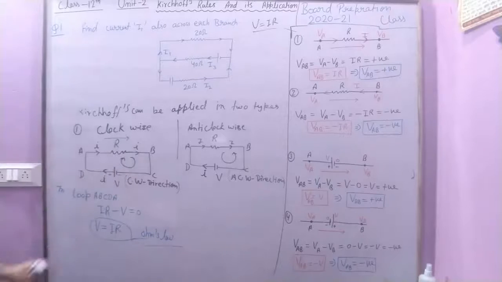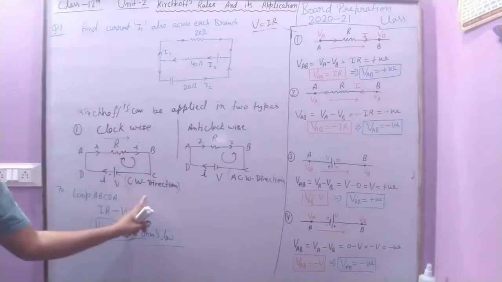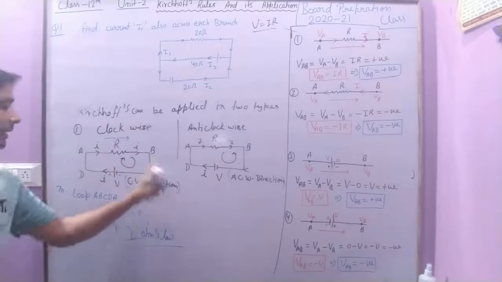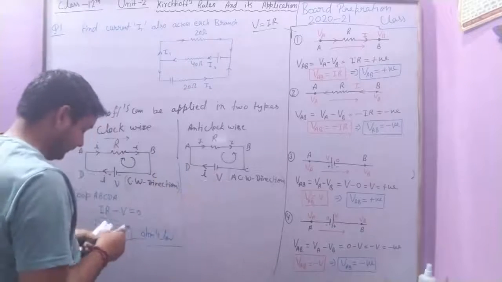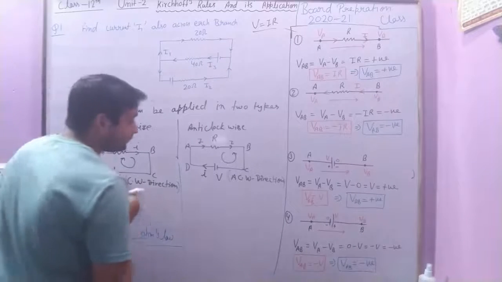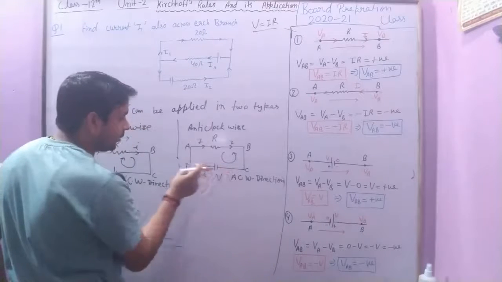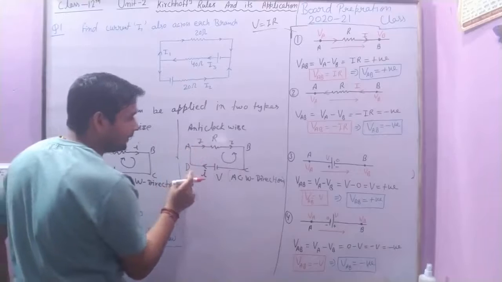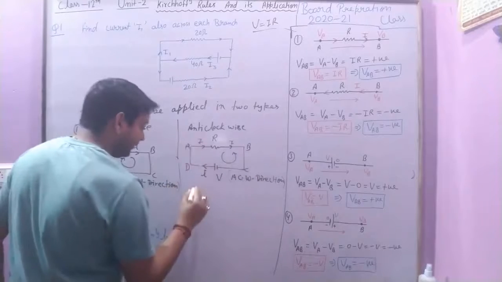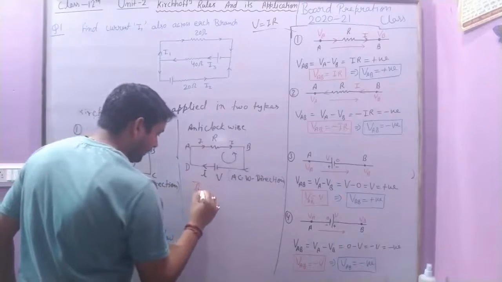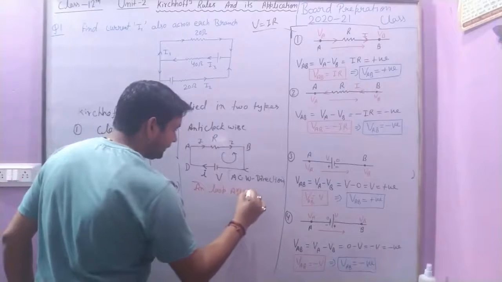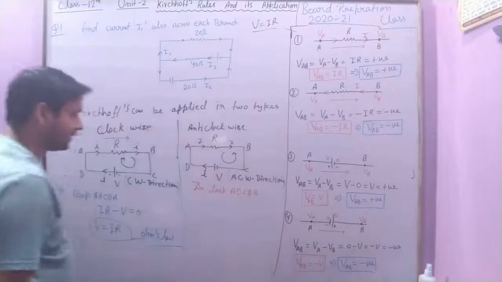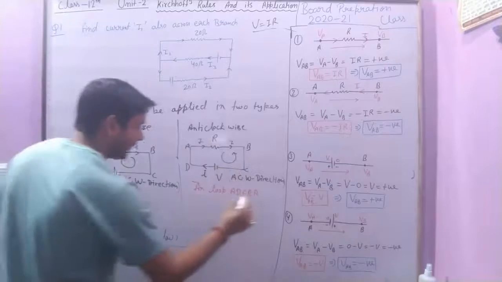This is V taken in clockwise direction. Now, according to this, we are moving in anti-clockwise direction, which means A, D, C, B, A. In loop A, D, C, B, A. Just understand about this.